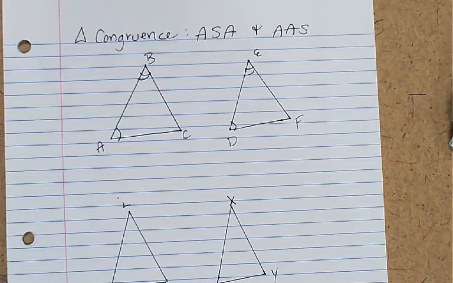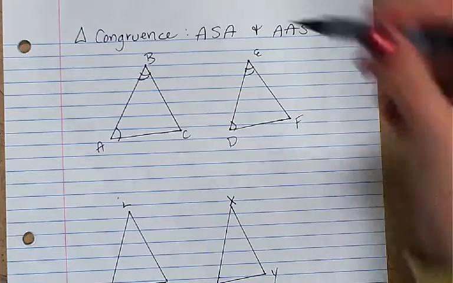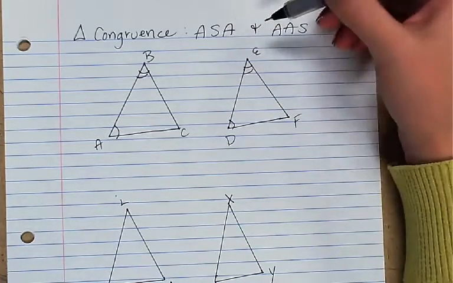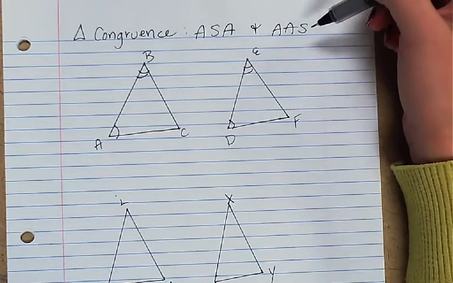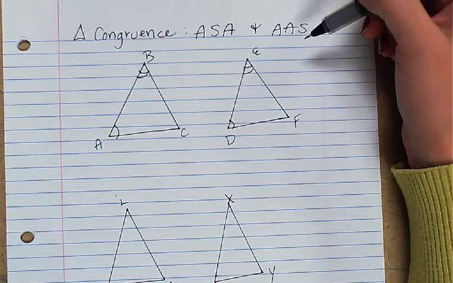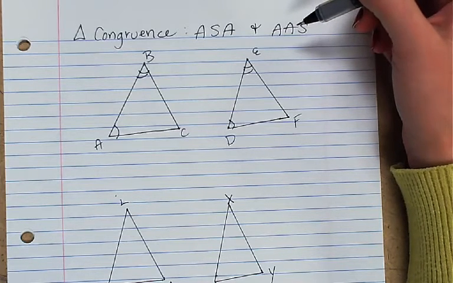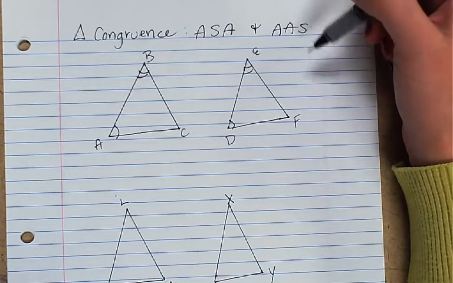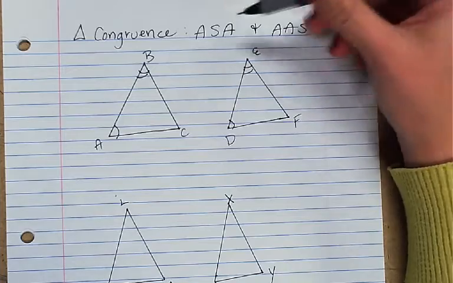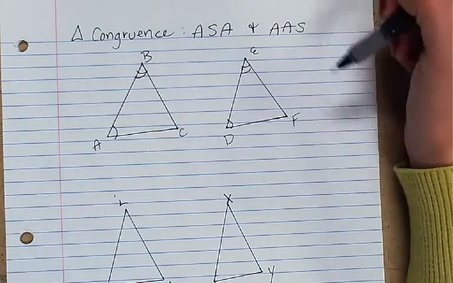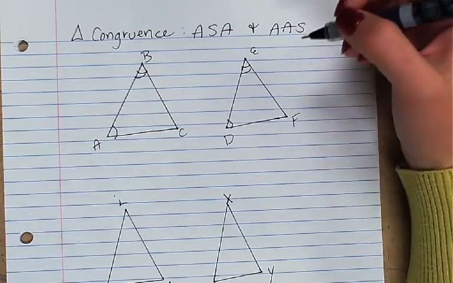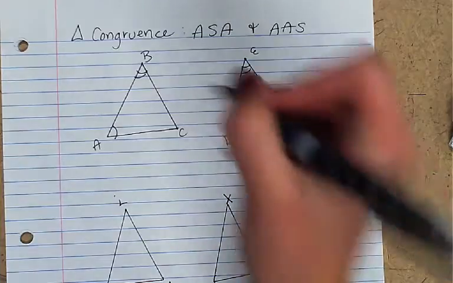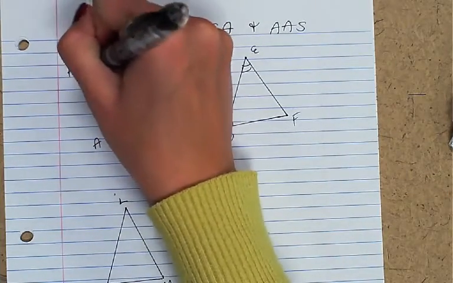For the triangle congruence ASA and AAS lesson, ASA stands for angle, side, angle, and AAS is angle, angle, side. Different than SAS, when we did the SAS lesson last time, it was two sides and the angle between. This time, we're having two angles and a side.